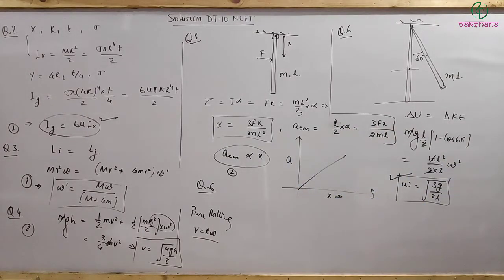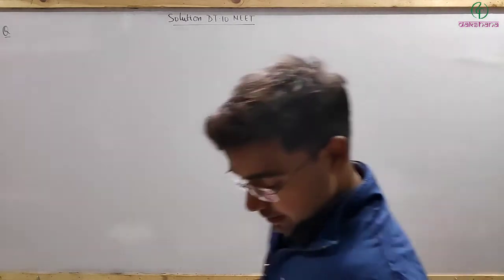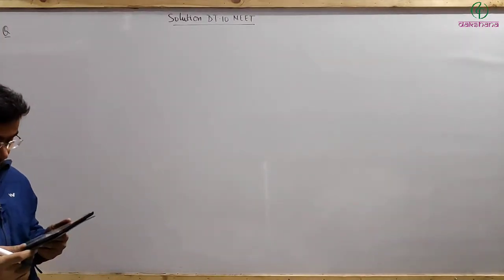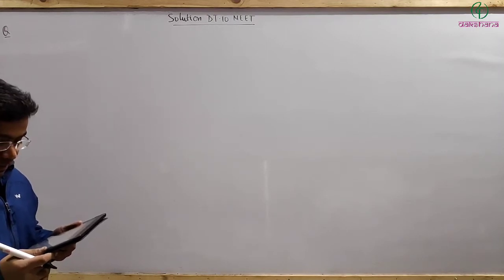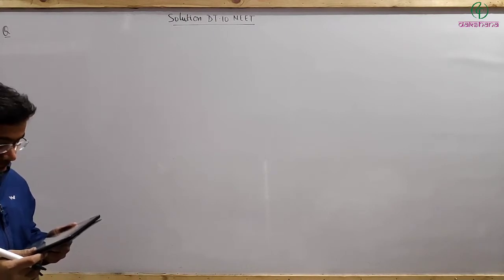Okay, next question number 7. A circular disc of radius R, thickness R by 6, has a moment of inertia I about an axis passing through its center and perpendicular to its plane. It is melted and recast into a solid sphere.